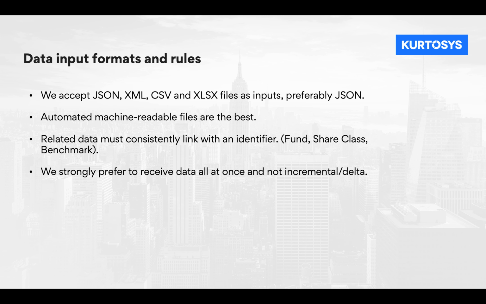The data that they are sending must consistently link with an identifier. And an identifier can be something such as the ISIN, which is a unique code for each fund or share class. The reason why the data must be linked to an identifier is because we need to know where this data belongs: to which fund, to which share class. So if this data is linked to a specific ISIN, we know exactly which fund or which share class this data must be linked to.